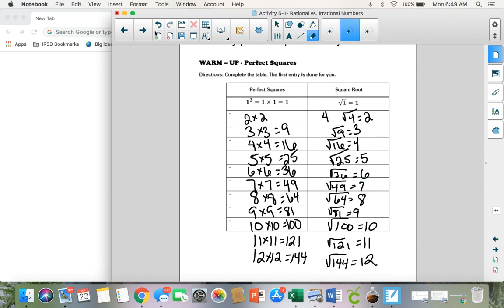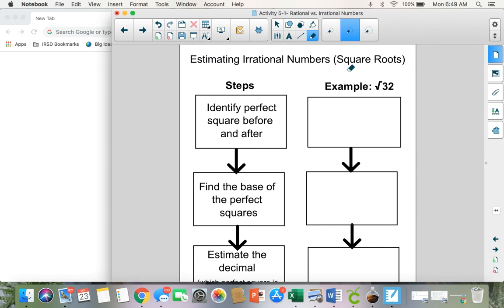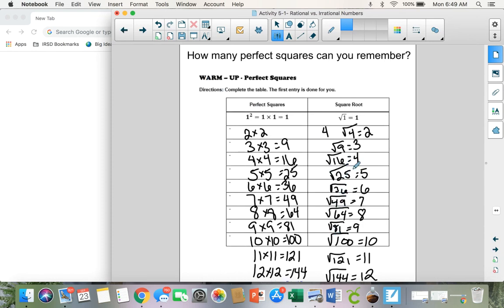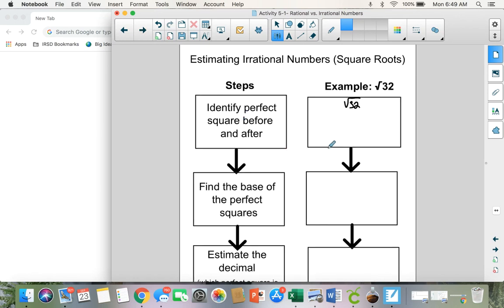Okay, so now moving on to our next part, estimating irrational numbers or square roots. So we're going to start with the square root of 32. The first thing I have to do, if I have the square root of 32, is think in my head and identify the perfect squares before and after 32. So going back to this right here, I'm going to look at these numbers. So 32 is between 25 and 36. So I have this between the square root of 25 and the square root of 36.